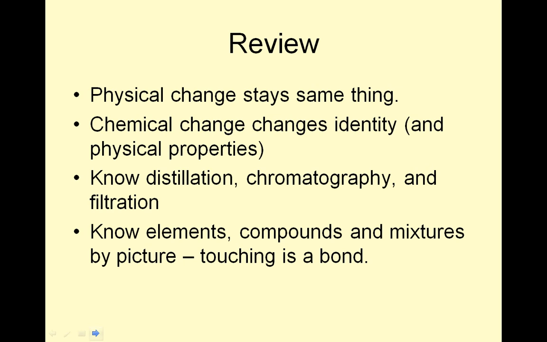Review. A physical change stays the same thing, right? A chemical change changes identity, and it changes its physical properties. So it's something new. Know distillation, chromatography, even paper, even though I can't stand to still use it, and filtration. Know elements, compounds, and mixtures by picture. Touching makes it a bond.